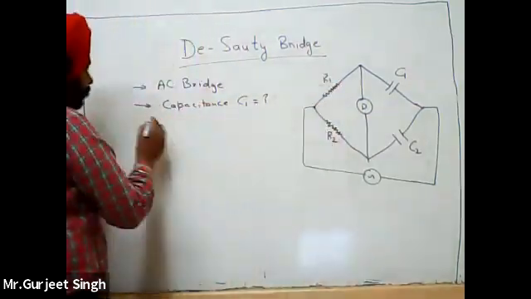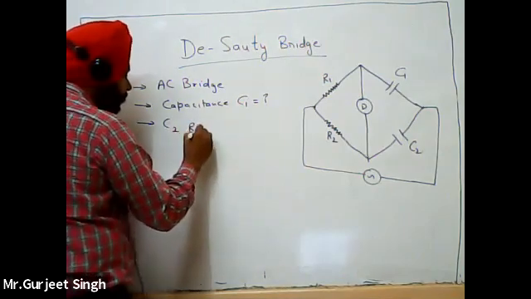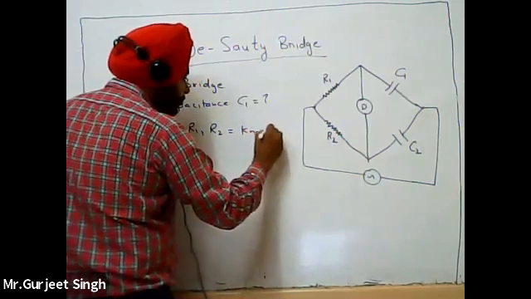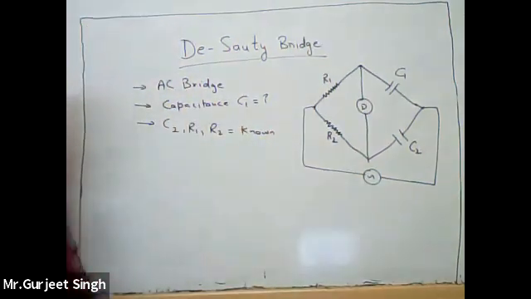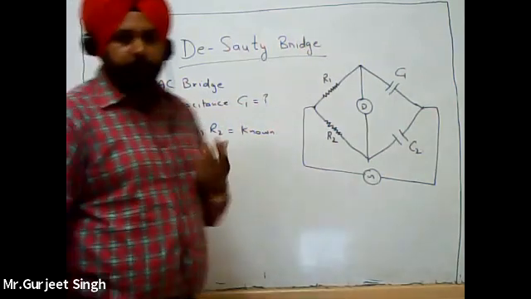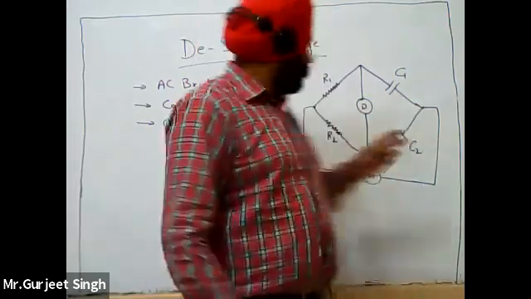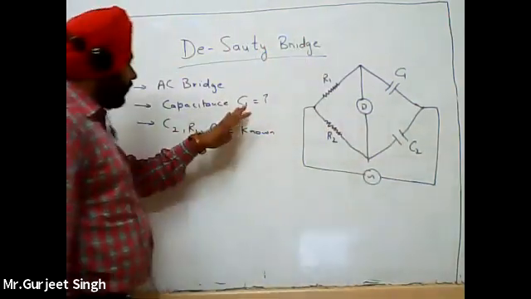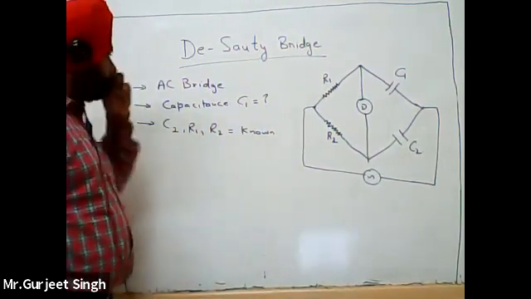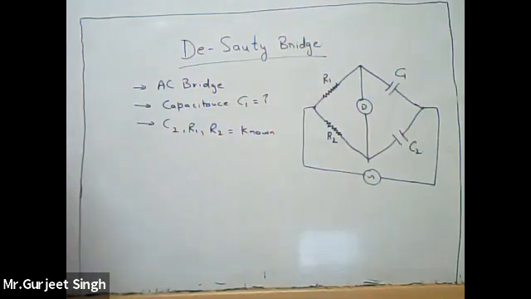R1 is known, R2 is known, and C2 as well. C2, R1, R2 are called the known values, and C1 is the unknown capacitance. We will find out the value of C1 with this AC bridge.